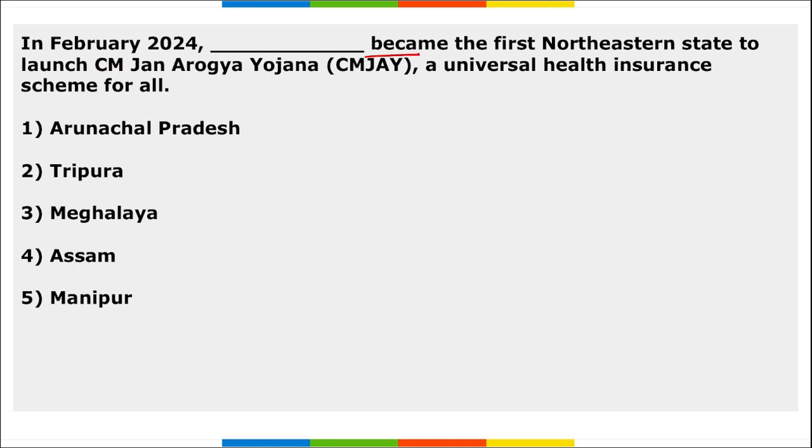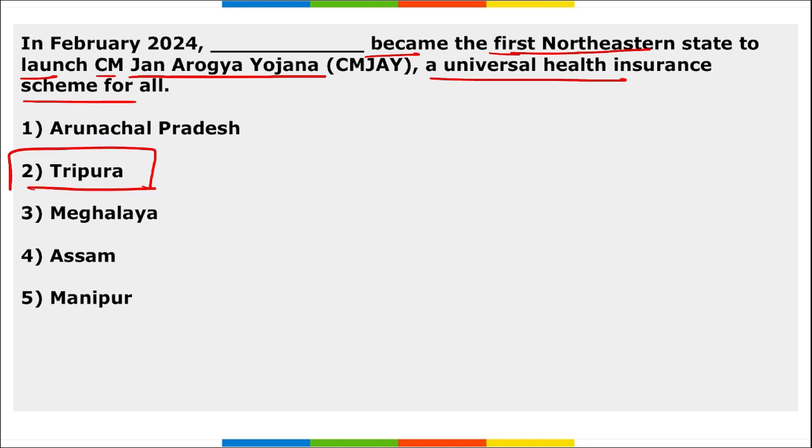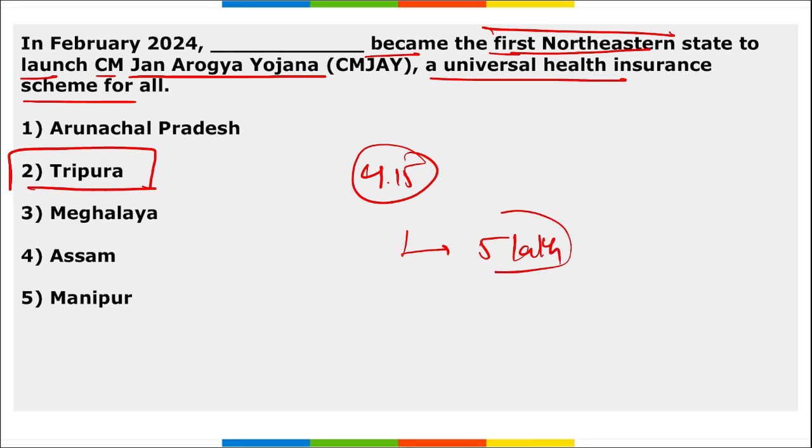Next, in Feb, dash became the first northeastern state to launch the Chief Minister Jan Arogya Yojana, a universal health insurance scheme for all. So it is Tripura. Right, Tripura became the first northeastern state to launch the Chief Minister Jan Arogya Yojana, a universal health insurance scheme for all. This scheme will offer universal health insurance coverage, and it will benefit 1.45 lakh families of Tripura, and will provide 5 lakh rupees annual cover to the people.